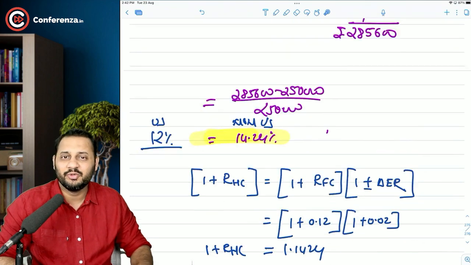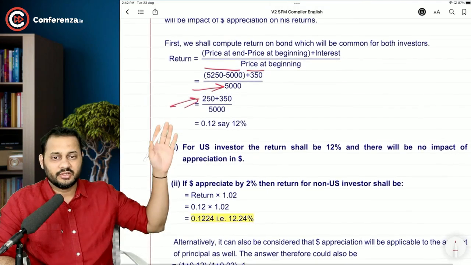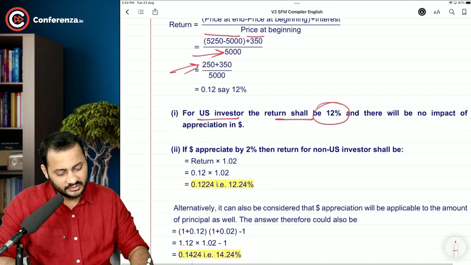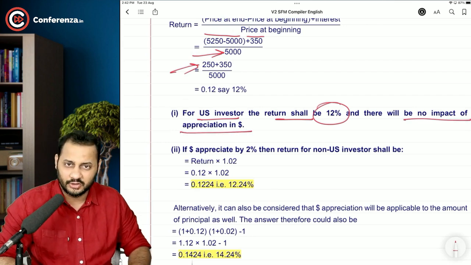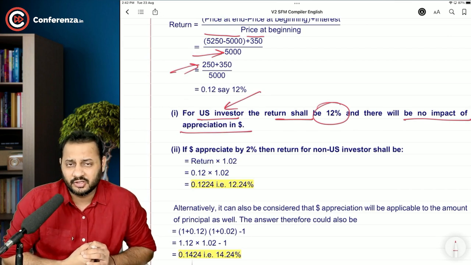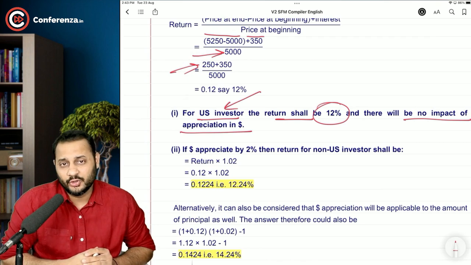So there is no need to know the exchange rate on that date. Have a look. So you have understood this 12%. For the US investor, the return shall be 12% and there will be no impact of appreciation in the dollar. For the US investor, he has nothing to do with the appreciation in the dollar. The appreciation and depreciation in the dollar will impact the non-US investor.